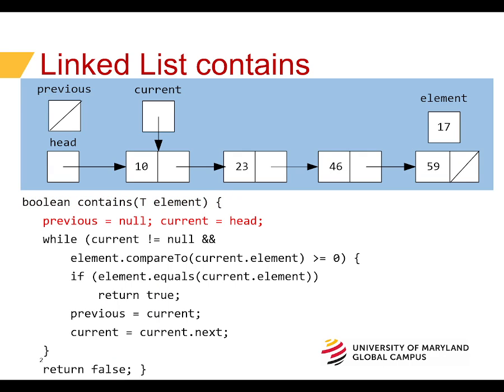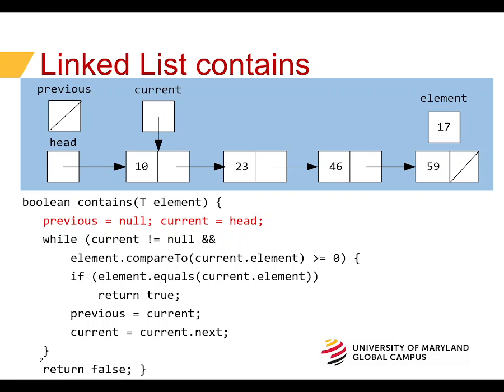Because this method will be called by both the add and remove methods, returning a reference to a node that contains the element if it is found, or the element one passed where it would be if it is not found, will not suffice. Those methods will also need a reference to the previous element, which is why we need both the previous and current references that are initialized here. They are both instance variables of the class.